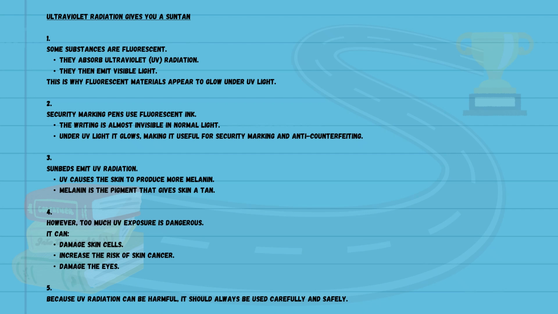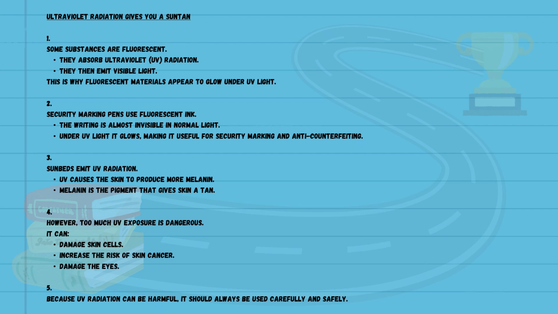UV causes the skin to produce more melanin. Melanin is the pigment that gives skin a tan. Number 4, however, too much UV exposure is dangerous. It can damage skin cells, increase the risk of skin cancer, and damage the eyes.